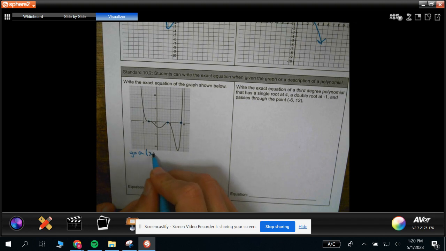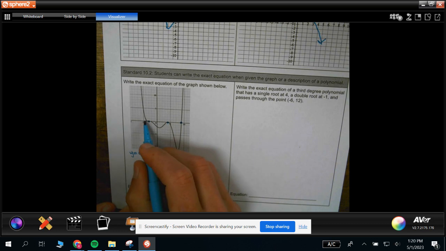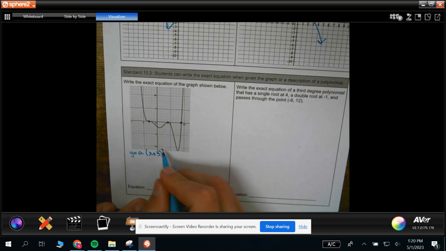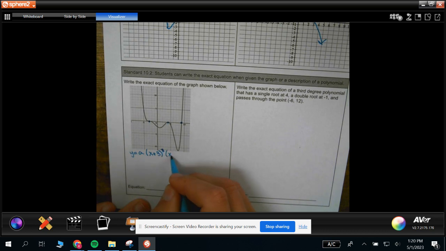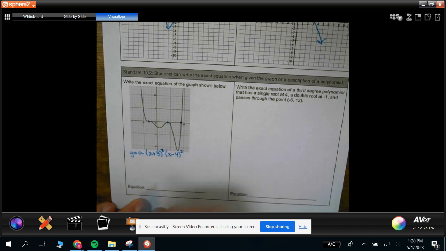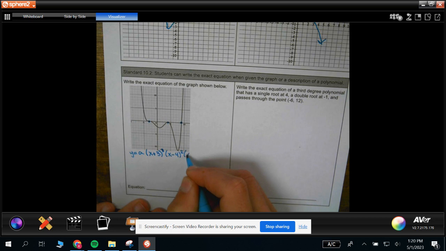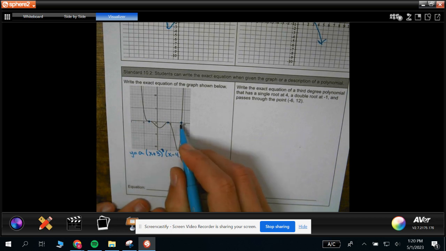I see that I've got a root at -3, so that means my factor is x plus 3. I can see that it goes flat. There's an inflection point, so it's a triple root. I can see there's a double root at 4, so my factor is x minus 4, and it's a double root. And then I've got a factor of x minus 9 because there's a root at 9.